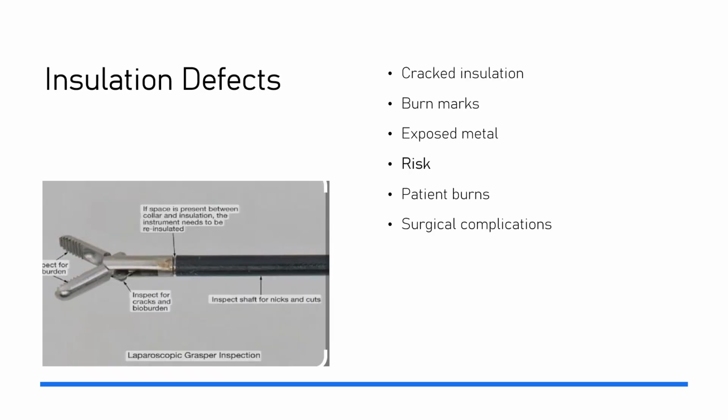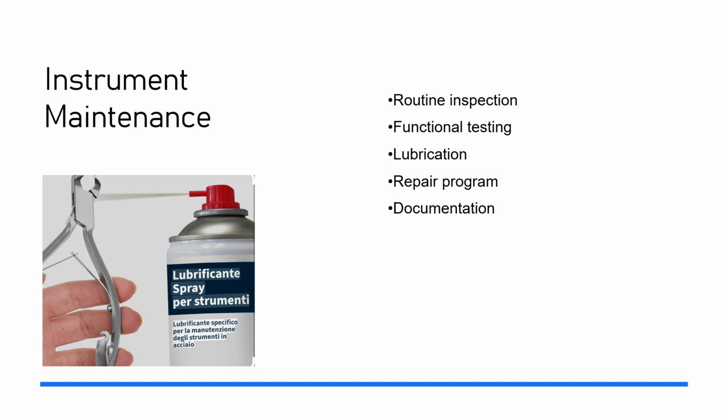Insulated instruments used in electrosurgery must be checked carefully. Cracked or damaged insulation can lead to accidental burns and patient injury. Routine maintenance includes lubrication, functional testing, inspection, repair, and documentation. A preventive maintenance program extends instruments' life.